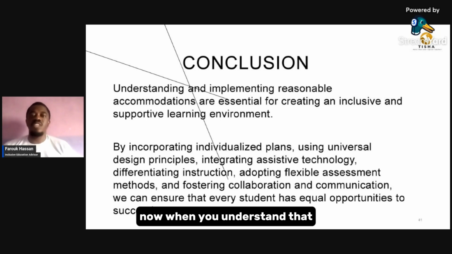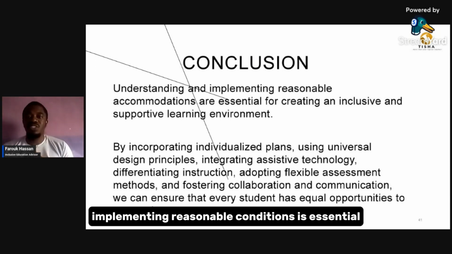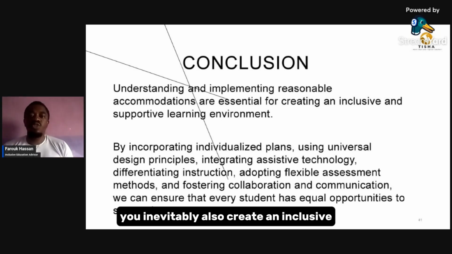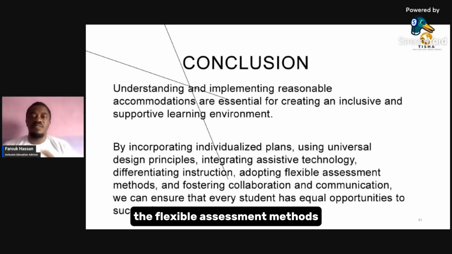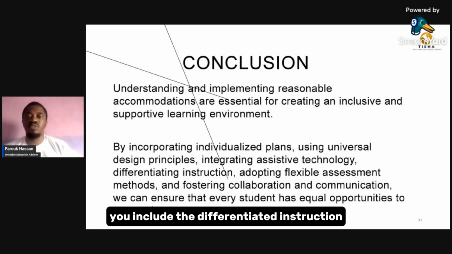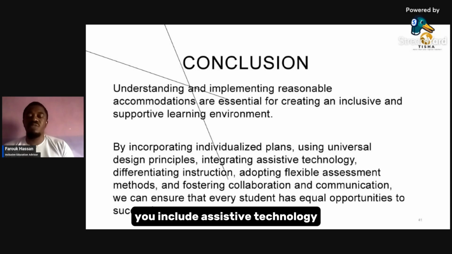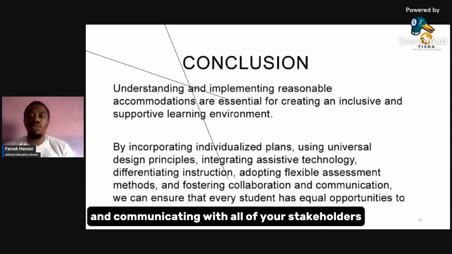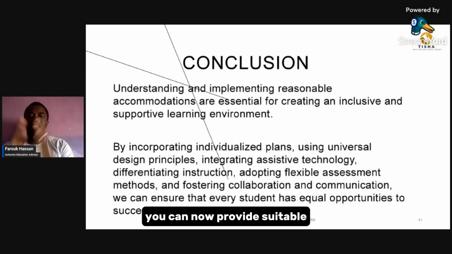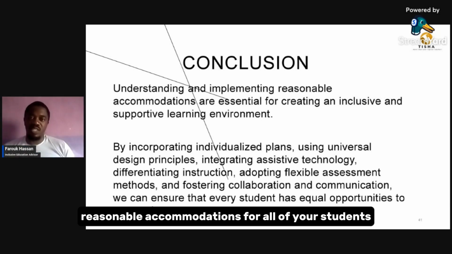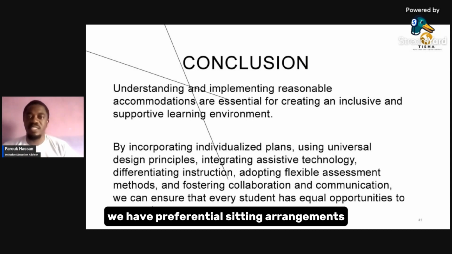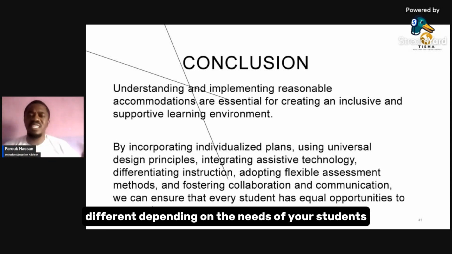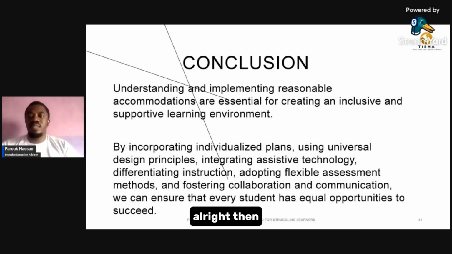Finally, the concluding part. Now, when you understand that implementing reasonable accommodations is essential, you inevitably also create an inclusive and supportive learning environment for your students. Now, when you include the flexible assessment methods, the differentiated instruction, the UDL, assistive technology, you implement IEPs, and you're collaborating and communicating with all of your stakeholders, you can now provide suitable reasonable accommodations for all of your students. Examples of the reasonable accommodations that were mentioned so far: we have extended time, we have preferential seating arrangements, we have communication support, different depending on the needs of your students. Okay. All right then. Good.